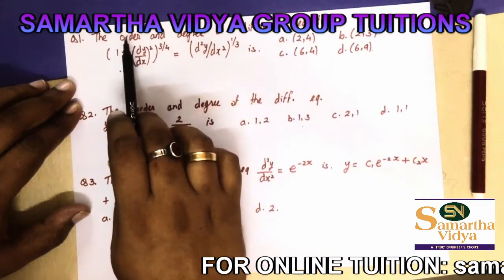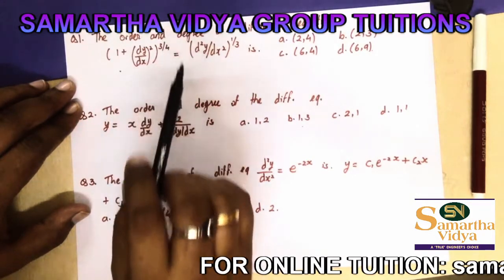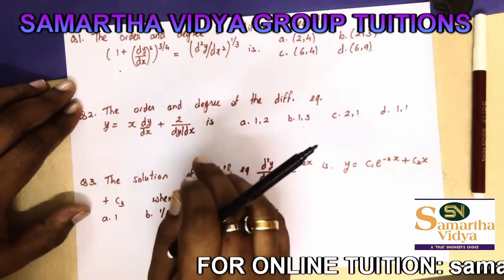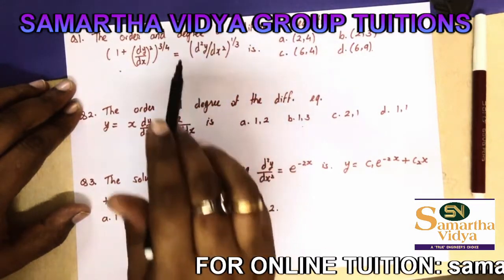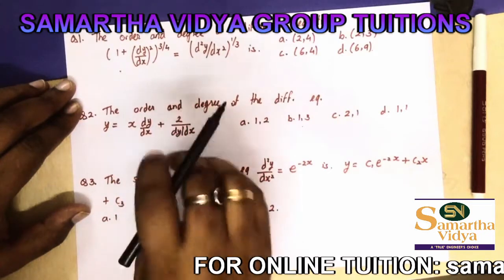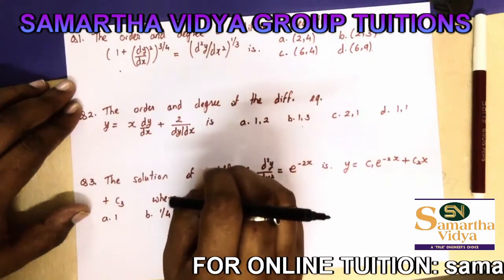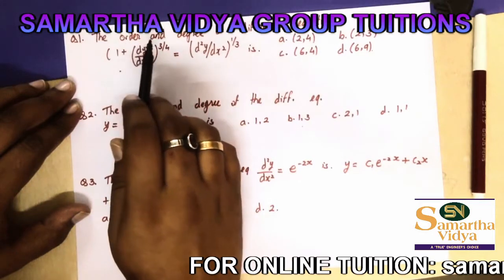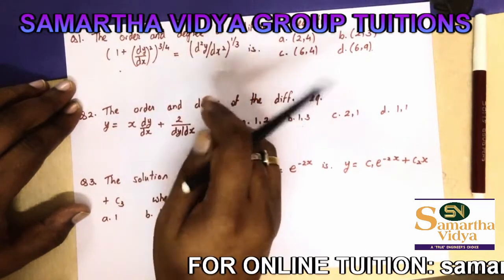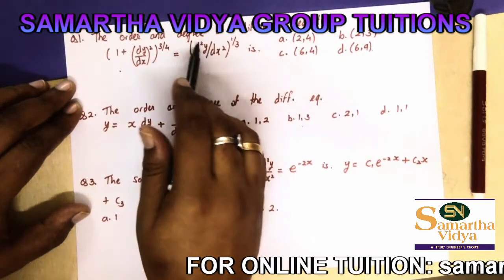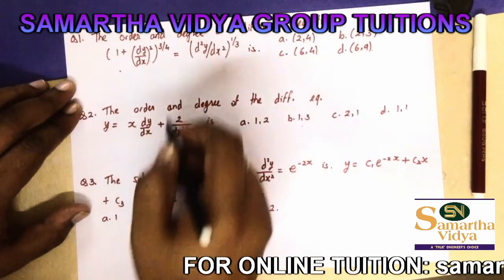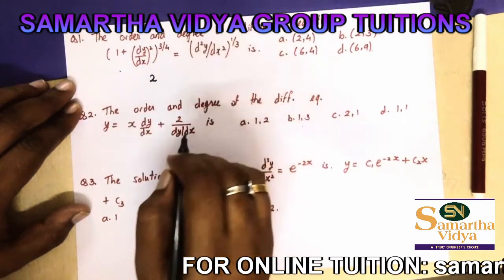First of all, the order means basically the highest derivative which has been taken in the particular differential equation, and degree is nothing but the power of the highest derivative term. So whenever you're finding the order, it is always nothing but the highest derivative, that is the double derivative. So you can see the order is 2.